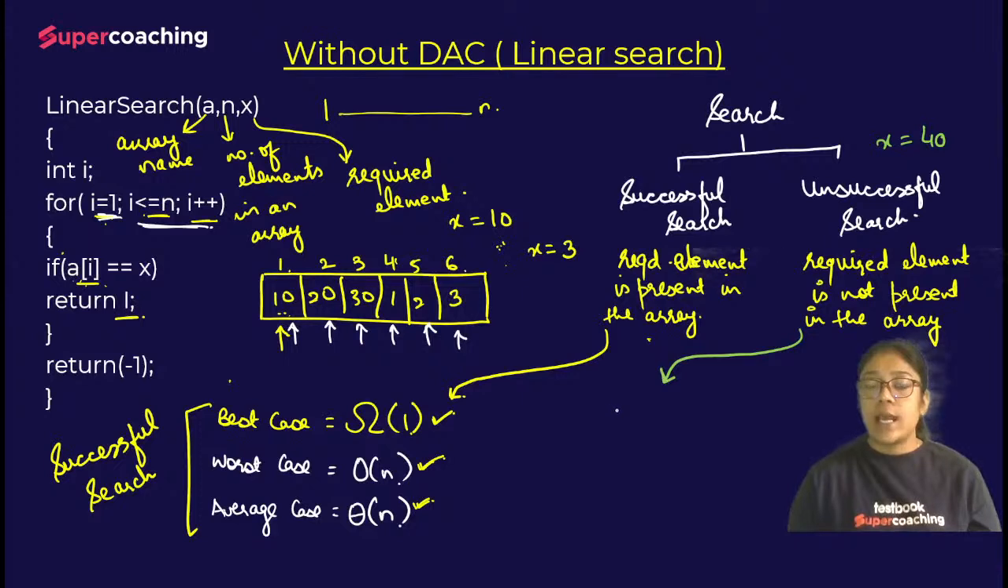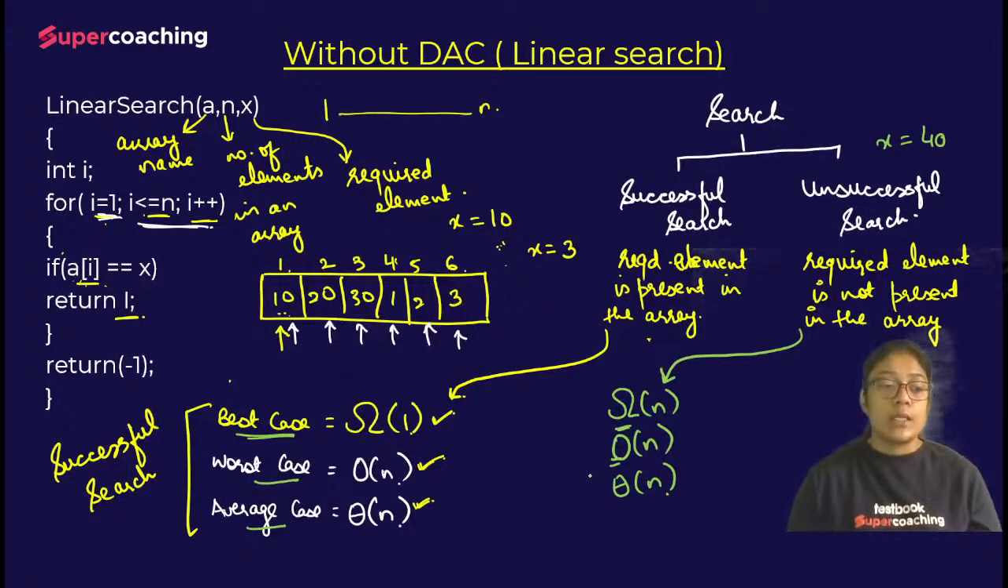So here we'll say that worst case complexity is n, best case complexity is n, and average case complexity is also n. I need not to write the words best case, worst case, and average case. Just by looking at the asymptotic notation, you can identify that which case we are considering. Correct?